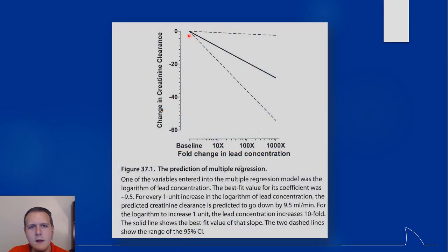You can see here, looking at creatinine clearance on the y-axis and the change in lead concentration, that the relationship is linear, but the confidence intervals change pretty widely. They get pretty wide towards the end, which makes sense because you're seeing logarithmic increases in the x value. But notice that the confidence interval does not include 0, and because of that, we can reject the null hypothesis and say that knowing the lead concentration, we can predict the change in creatinine clearance, because we've accounted for the other variables and still see a significant relationship.